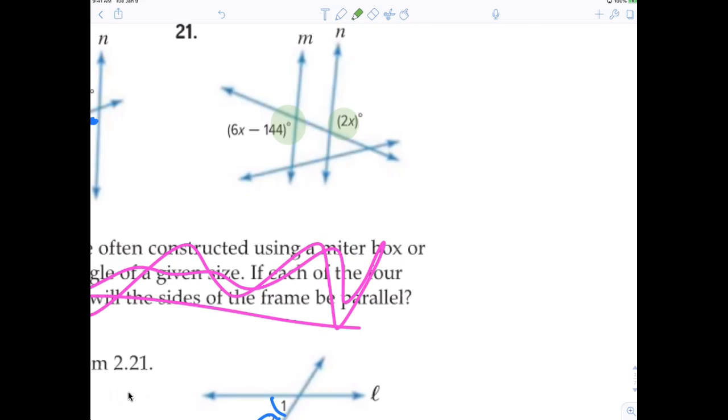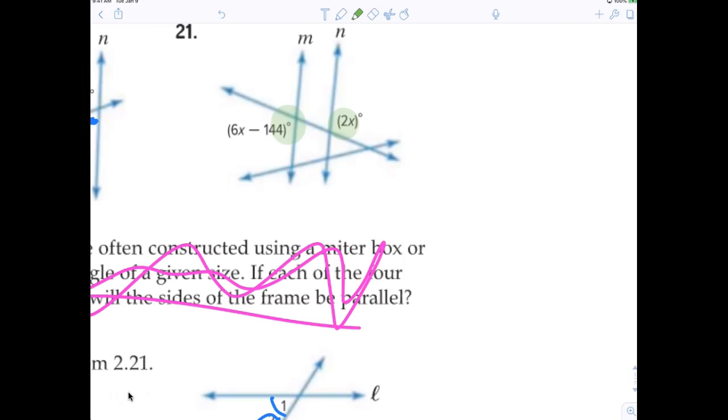No. If they're both obtuse, they have to be what? They have to be equal. If one's obtuse and one's acute, then you set them what? Equal to 180. You have to hear me when I'm saying that, right?